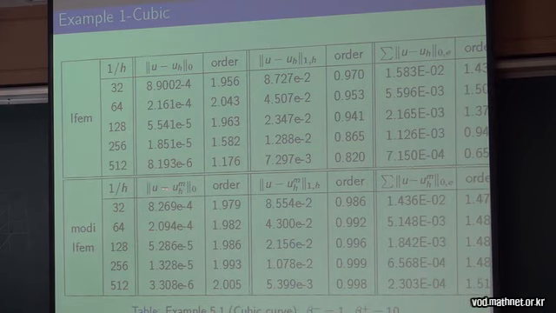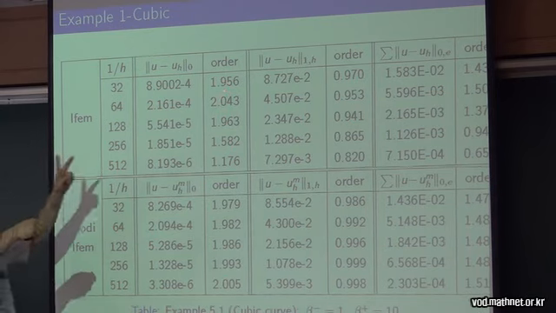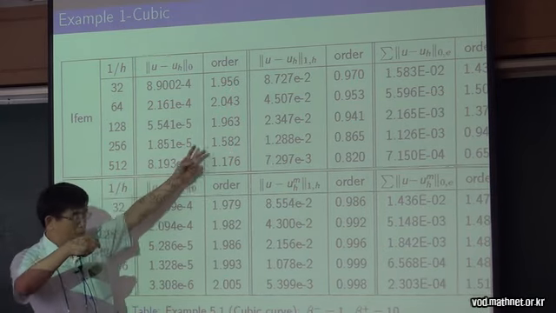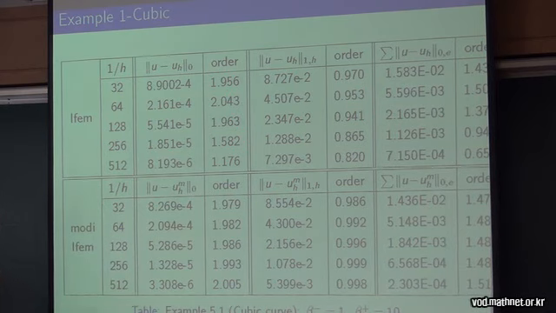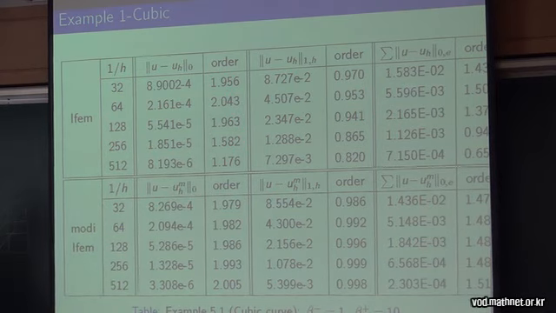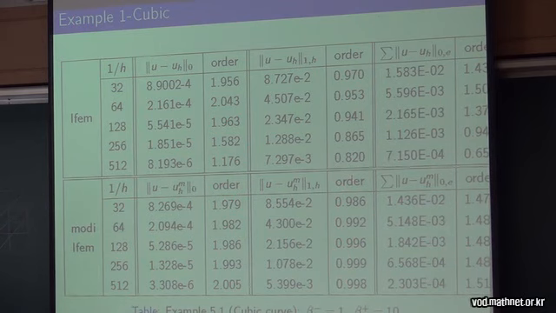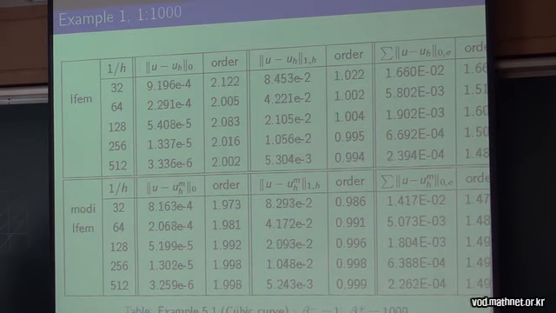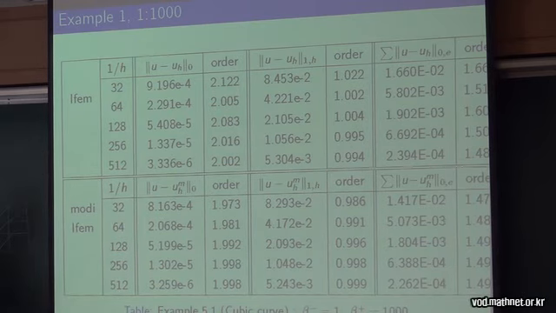If you look at the order, the original order is 2, which is the optimal case, but it seems to suddenly decrease in certain cases. But our new method stays at 2. The H1 norm is also the same, almost 1, which is optimal. This is less than optimal depending on the problem, but both of them are good.